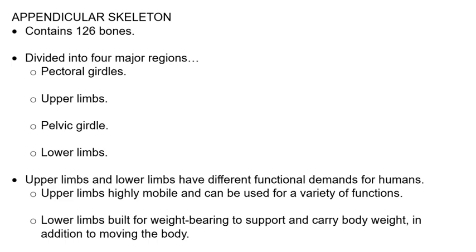The appendicular skeleton contains 126 bones divided into four major regions: the pectoral girdles, the upper limbs, the pelvic girdle, and the lower limbs. The upper limbs and the lower limbs have different functional demands in humans. The upper limbs are highly mobile and can be used for a variety of functions, while the lower limbs are built for weight bearing to support and carry the body's weight, in addition to moving the body.